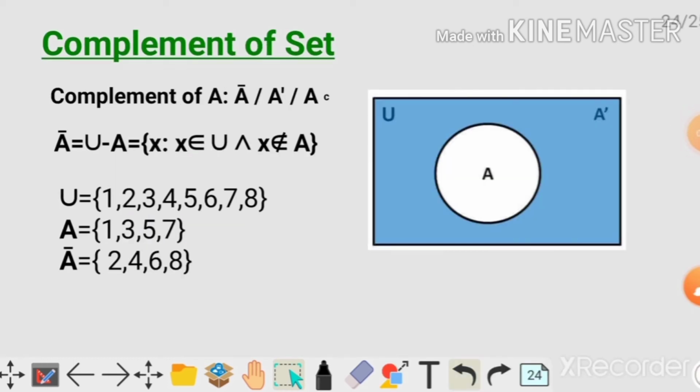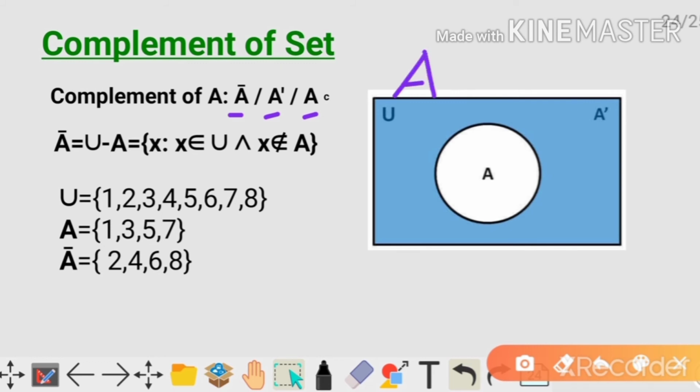So now we'll learn about the complement of a set. Complement of a set is denoted by A bar, A dashed and A to the power C. Actually there is a problem with the notation. It will be A with C in the head. Now we'll talk about what is the complement of A. Complement of a set is actually the difference of the universal set and A.